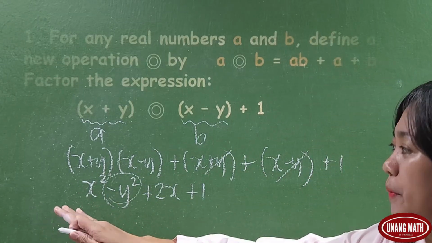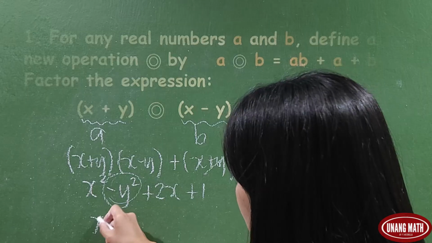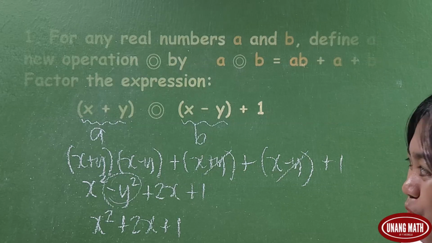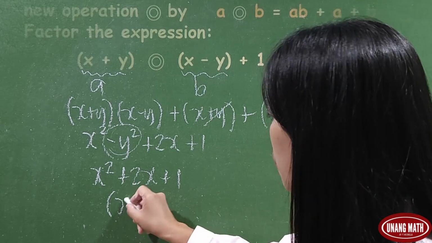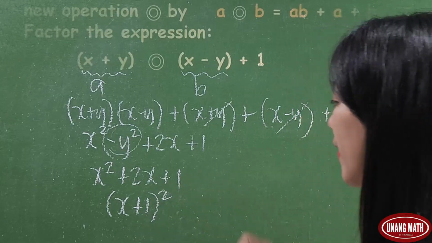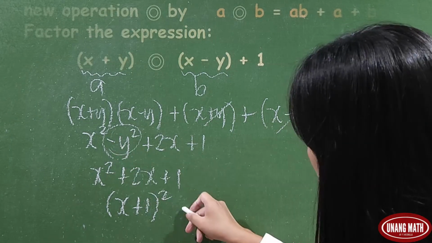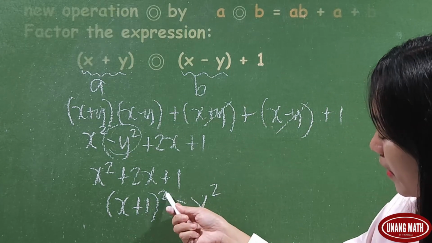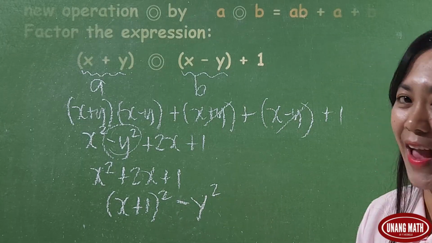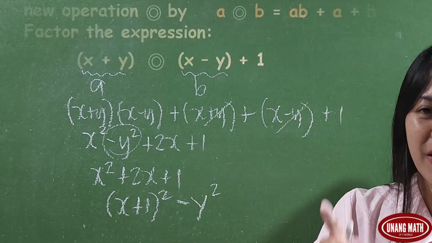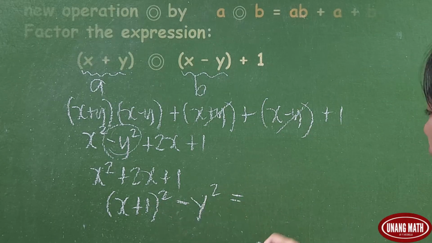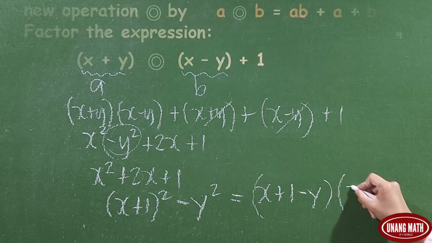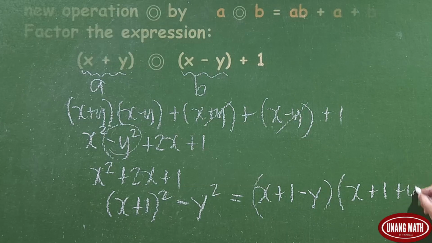So our perfect square trinomial is x squared plus 2x plus 1. If we will factor this out, this is equal to x plus 1 squared. Okay, now we will write here minus y squared. This is a square, this is also a square, the operation is subtraction. So this is difference of squares. So it means this is then equal to x plus 1 minus y times x plus 1 plus y.